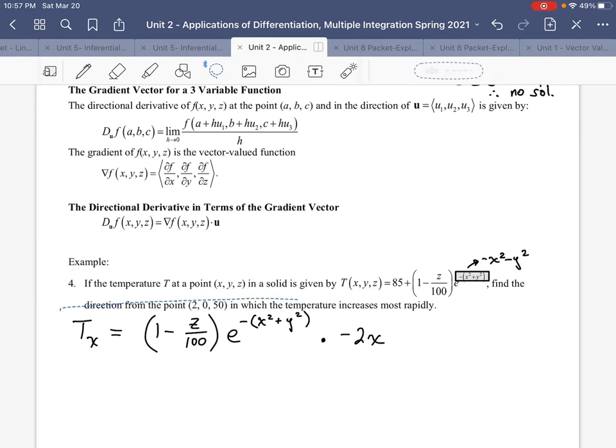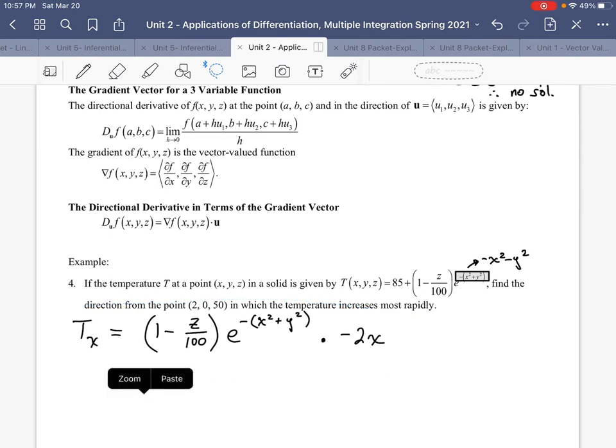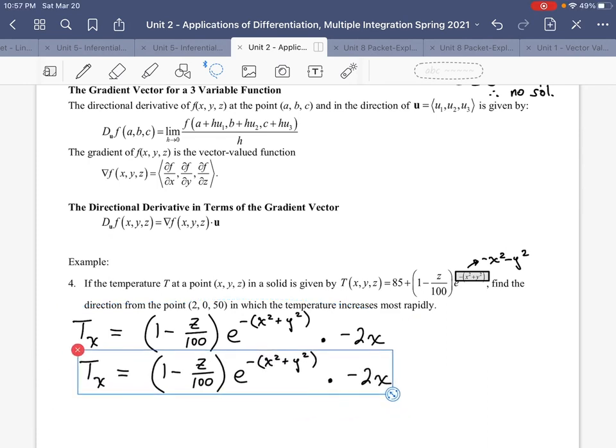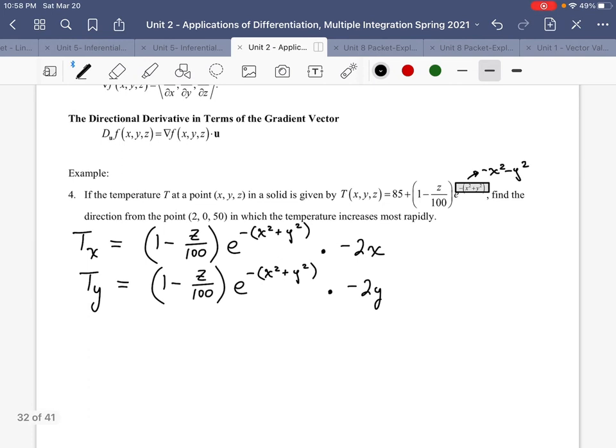Same idea would be for t sub y, first order partial with respect to y. It's t sub y, obviously, and it's multiplied by negative 2y at the end. And then t sub z, well, the e to the negative x squared plus y squared, that's going to now be the constant multiplier, constant multiple, if you want.